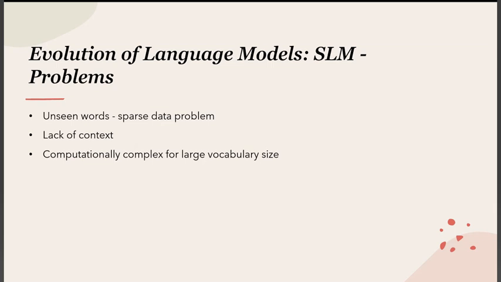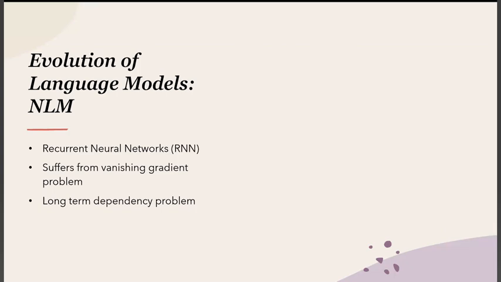So at a later point, in early 2010, neural networks were slowly gaining attention, and researchers started to see how they could model language using neural networks. So that gives rise to, of course, neural networks.